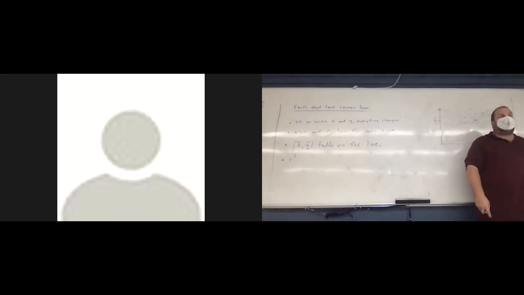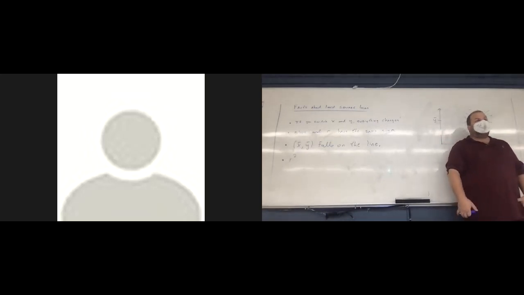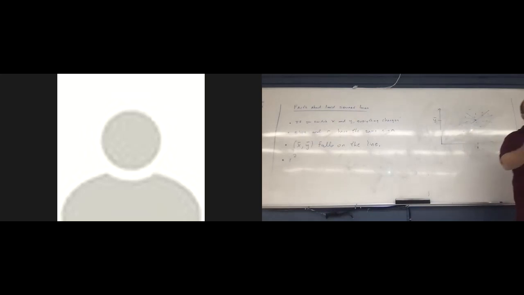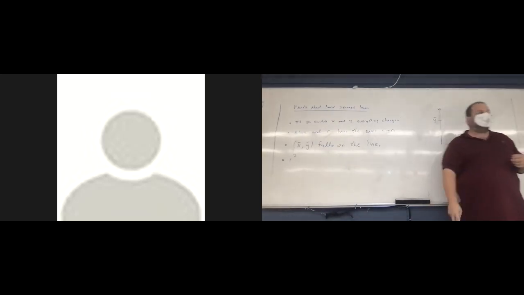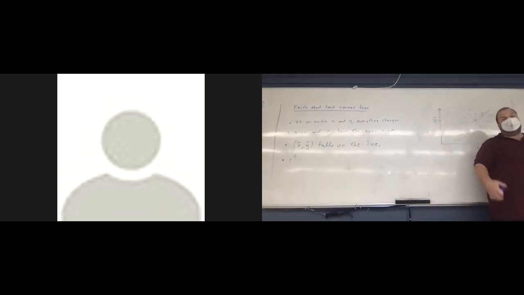R squared, therefore, has to be between what two numbers? 0 and 1. Because if R was 0, R squared is 0. And whether R is positive or negative, when you square it, it becomes positive. And it can't be bigger than 1 because R can't be bigger than 1. So R squared is stuck between 0 and 1.